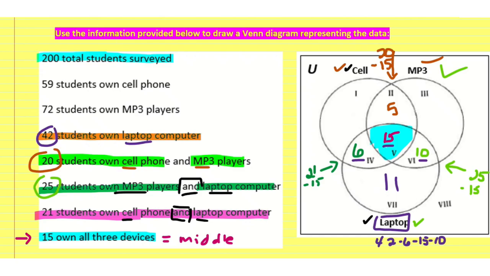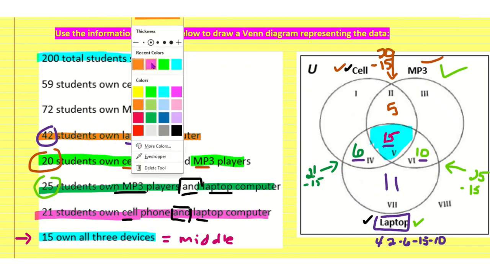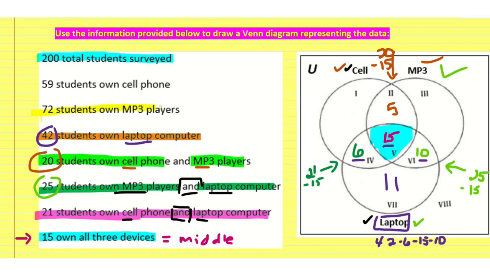Okay? So now let's go find a different color here. We'll do yellow. Okay, so 72 students own an MP3 player. So here's the MP3 circle, and it says 72 students own an MP3.